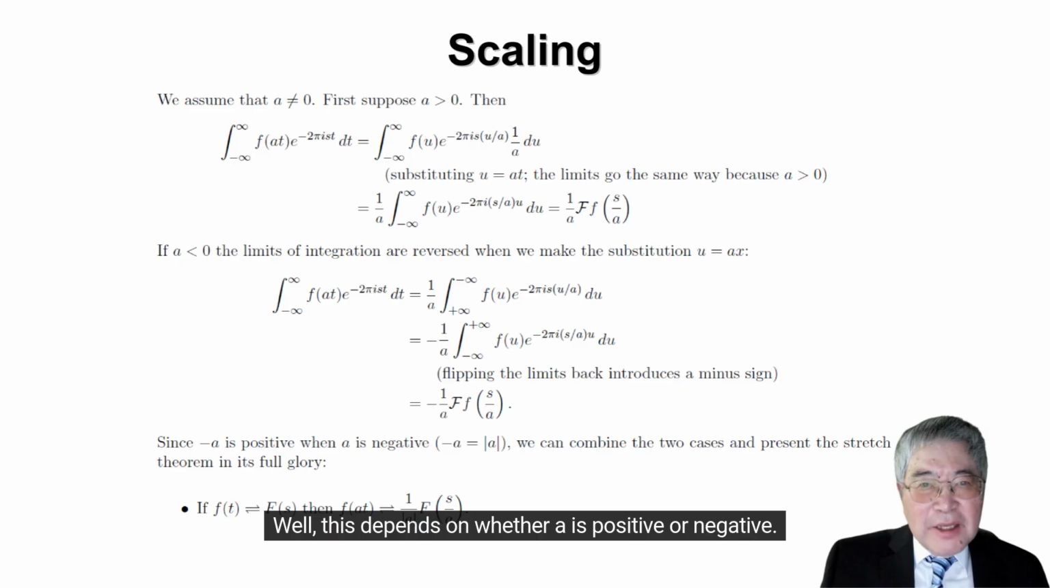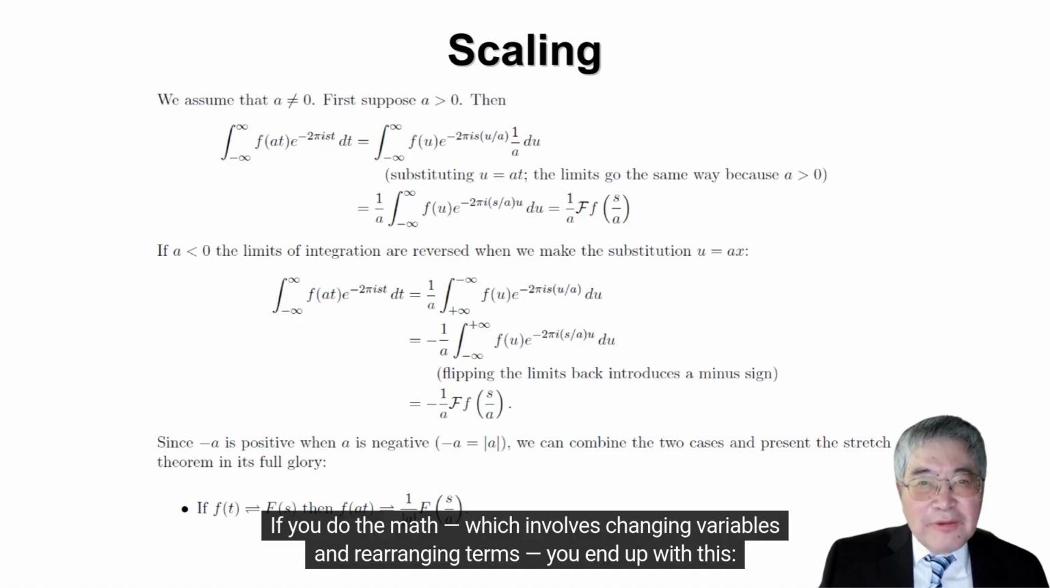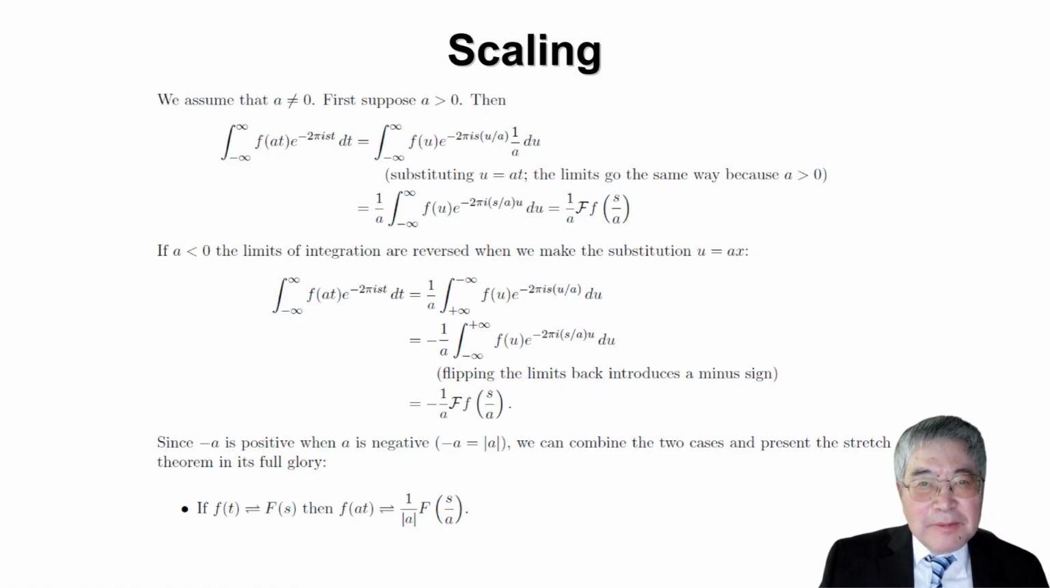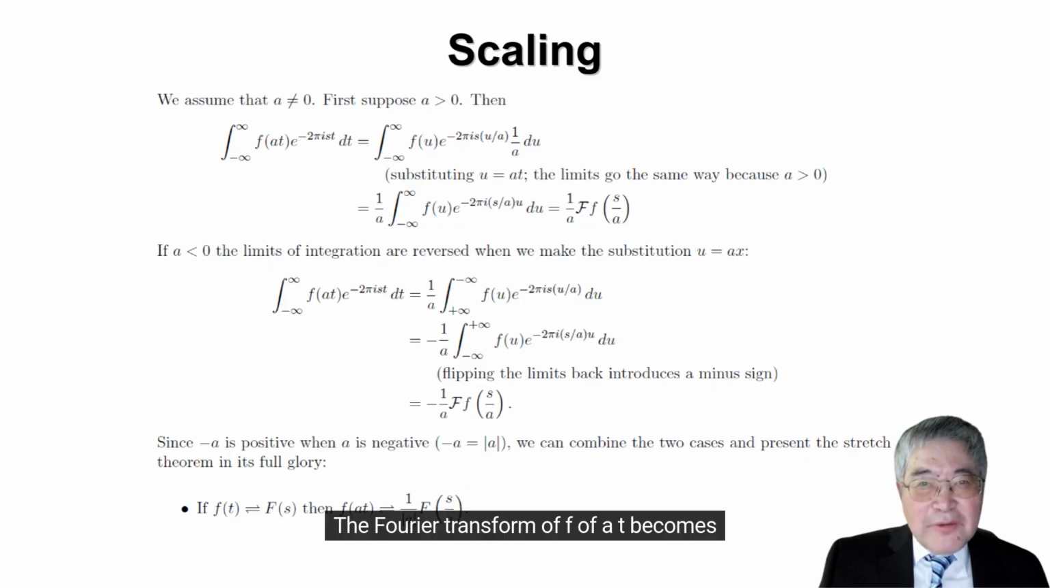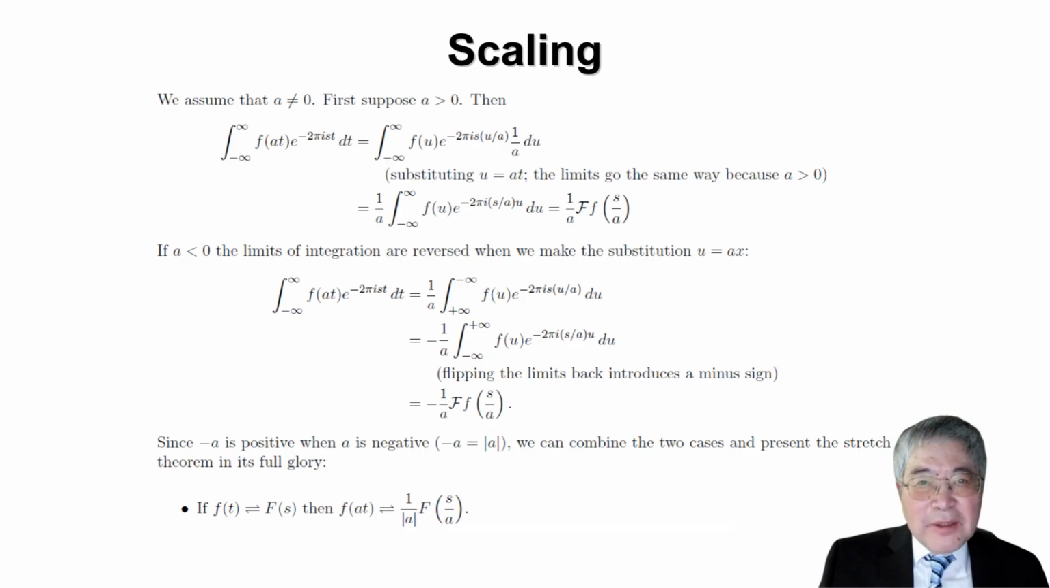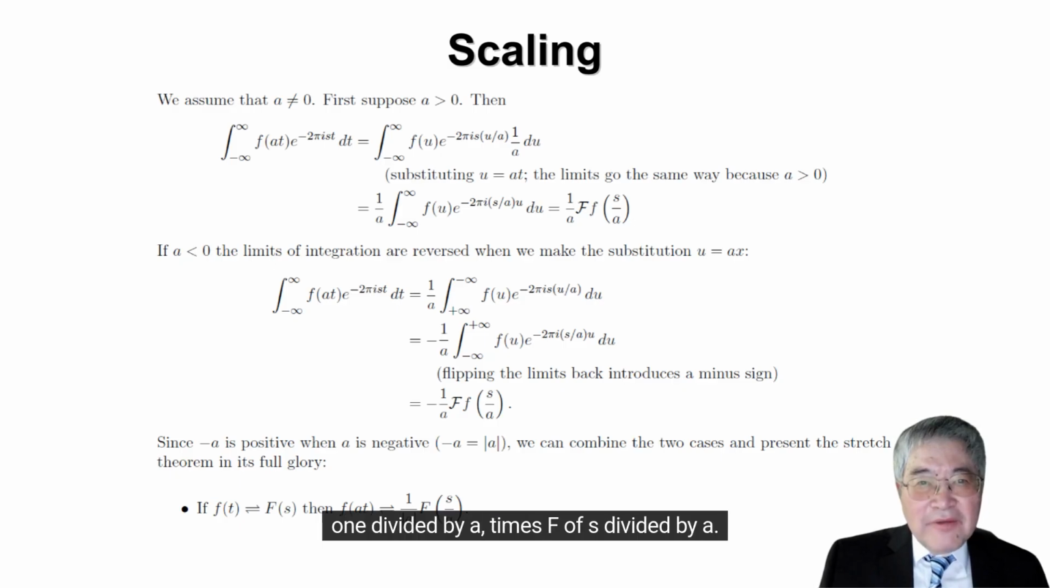Well, this depends on whether a is positive or negative. But in both cases, something interesting happens. First, let's say a is greater than 0. We plug f of a t into the Fourier transform formula. If you do the math, which involves changing variables and rearranging terms, you end up with this. The Fourier transform of f of a t becomes 1 divided by a times F of s divided by a. So what does that mean?